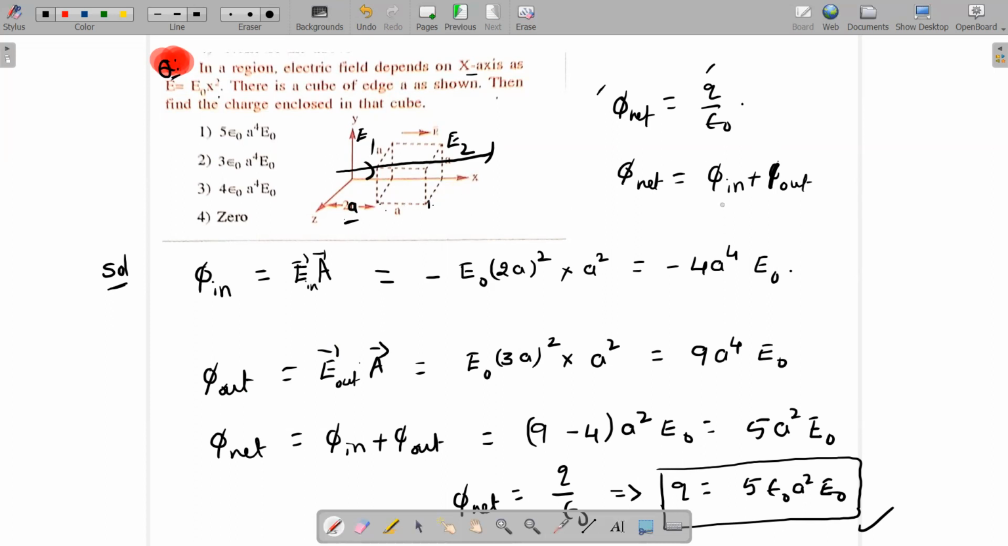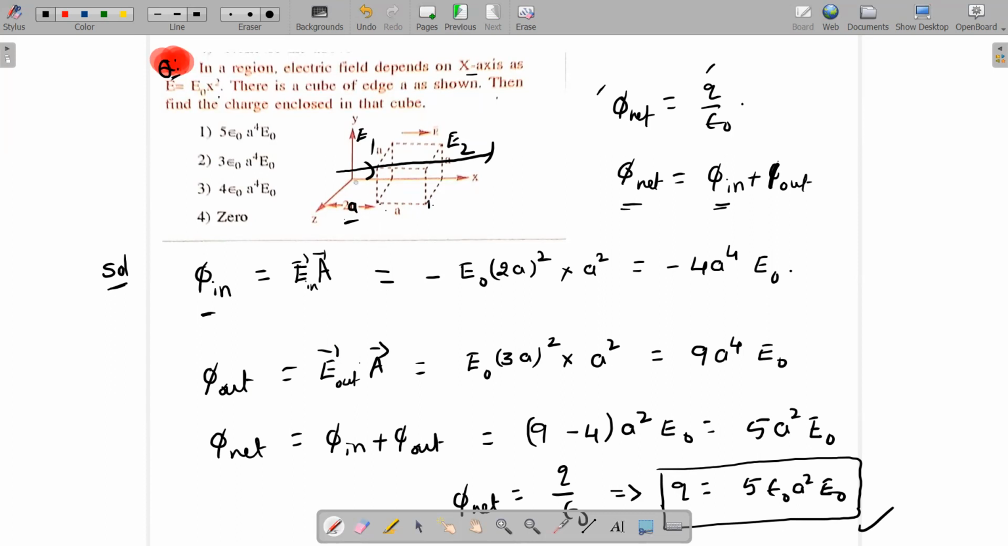The flux entering, meaning the flux directed into the cube, plus the flux coming out of the cube, the sum of these two will give you the net flux. But the flux leaving the cube will be taken as positive, and the flux entering will be taken as negative; because of this sign convention you can understand here. Where phi in is the flux which is entering inwards. By definition of flux, you can write it as E vector dot A vector, in vector form. You can express it as EA cos theta.